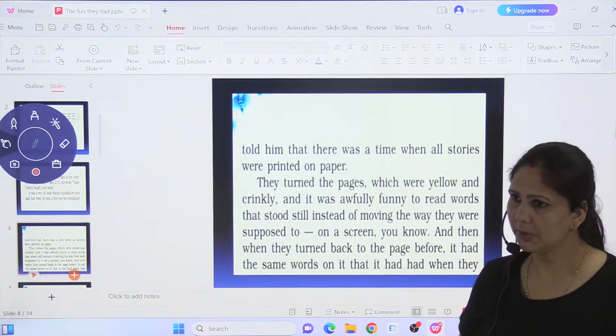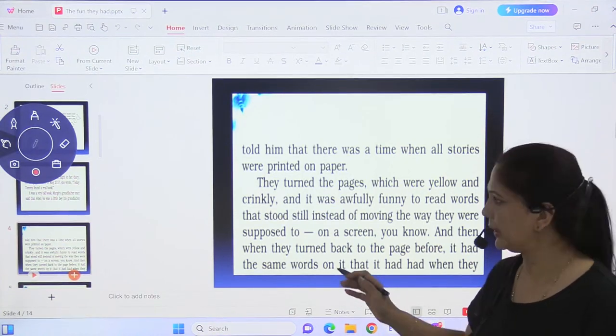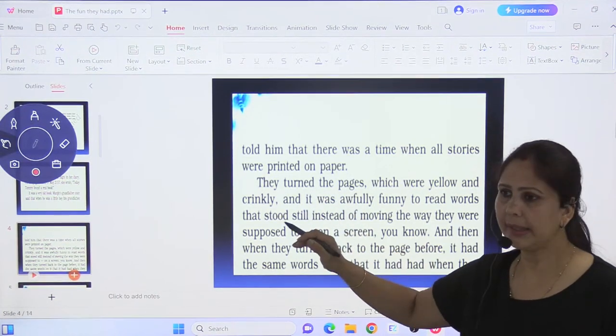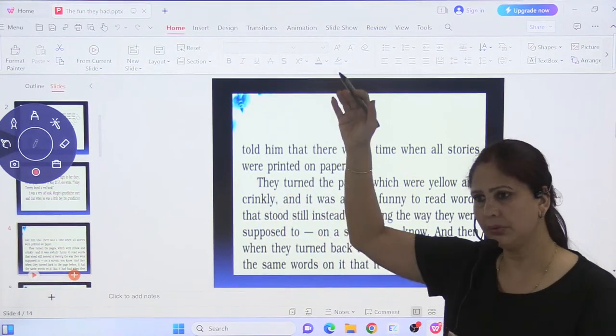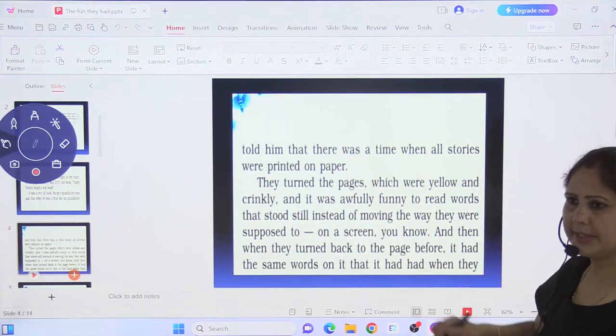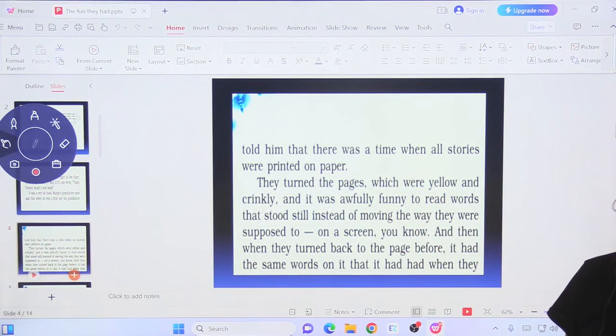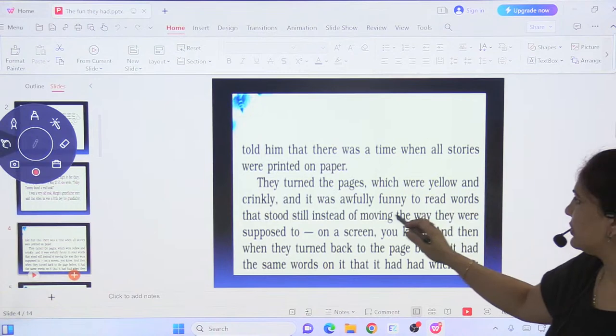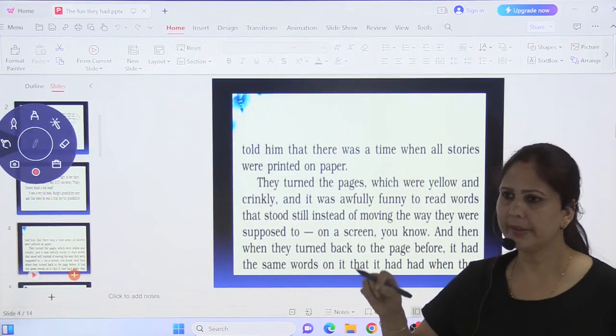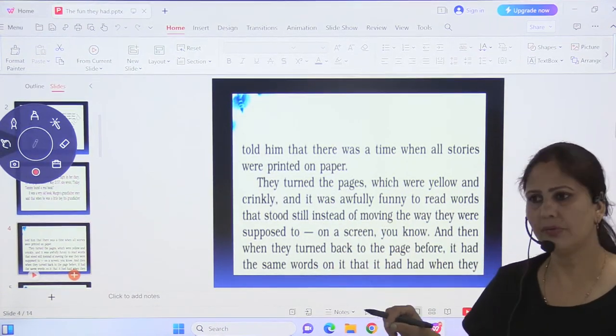Now they got this book finally. Who has got this? Tommy. Where has he got it? In the attic. Attic is a small room on the roof. Okay. So they turned the pages. They started reading the pages, which were yellow and crinkly, because that was a very, very old book. So the pages were yellow and had folds on them. Crinkly means it has folds on it.